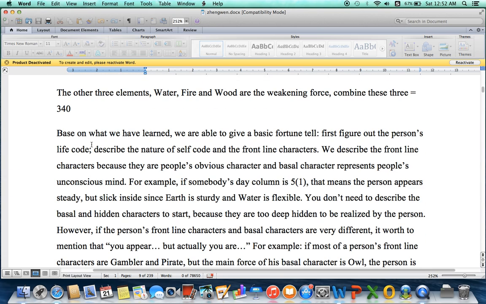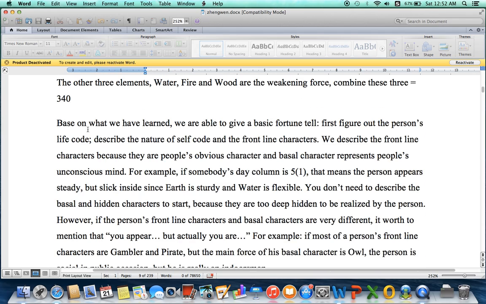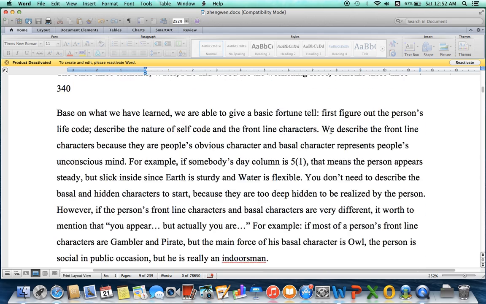Here, where are we? Based on what we learned, we are able to give basic fortune telling. This is how to give fortune telling about a person's personality. First is the self code. First thing you should describe is the self code of the person and the frontline characters. We describe the frontline characters because they are people's obvious character, and the basal character represents people's unconscious mind.